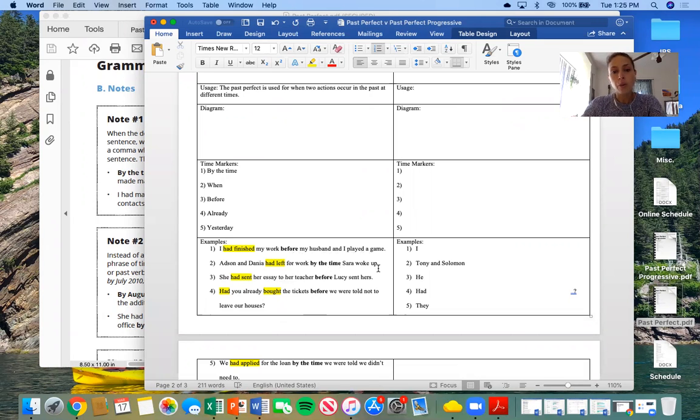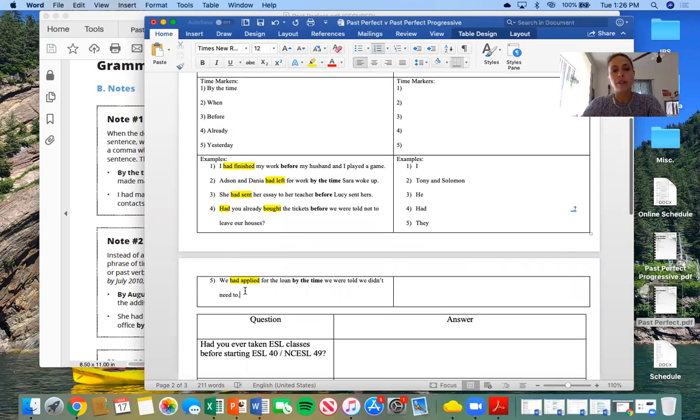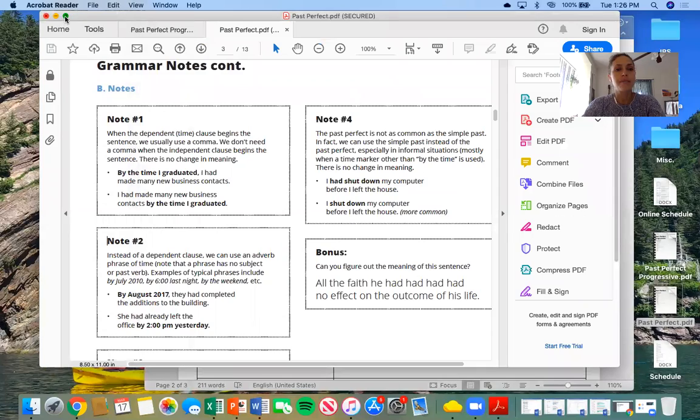By the time Sarah woke up, comma, Adson and Danya had left for work. Before Lucy sent hers, comma, she had sent, we'd have to change the subject there. Before Lucy sent her essay, comma, Tanya had sent hers to the teacher. We wouldn't change the question, but we could change the last one. By the time we were told we didn't need to, we had already applied for the loan. Okay, so we can switch them because these are complex sentences.